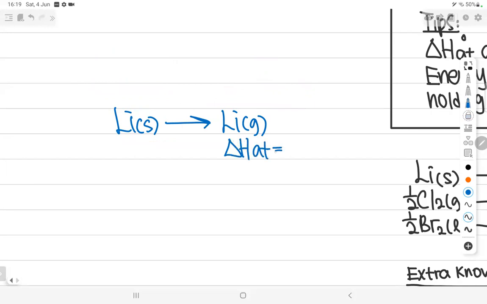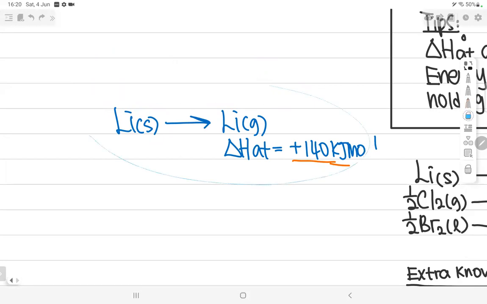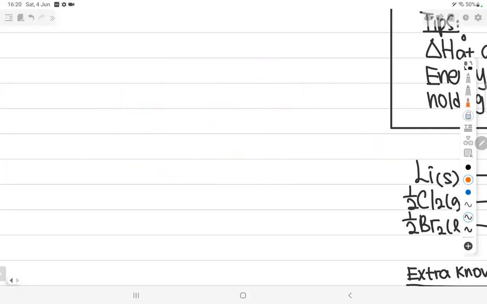So let's say I give a figure, positive 140 kilojoules per mole. This number no need to memorize. Okay, so what does this number mean? We need to use 140 kilojoules in order to change the lithium from solid to become lithium gas atom. Okay, so that is atomization. Let me show you 2 more examples, which are written here.